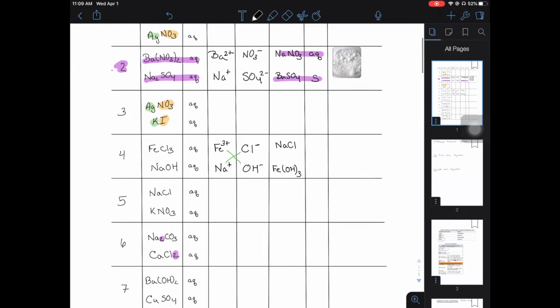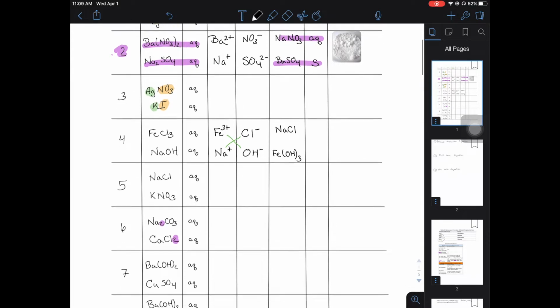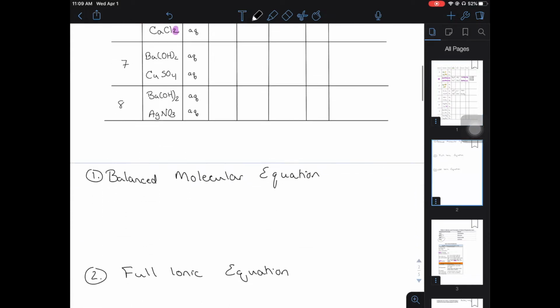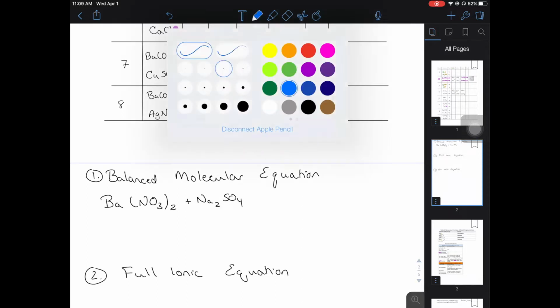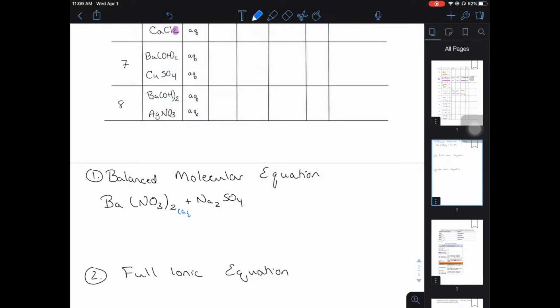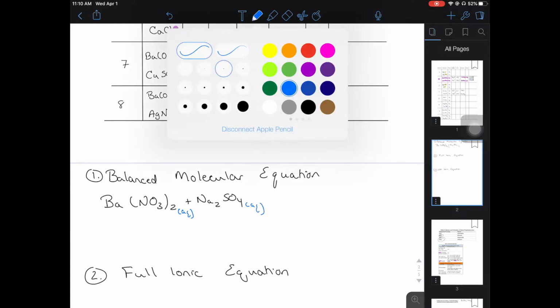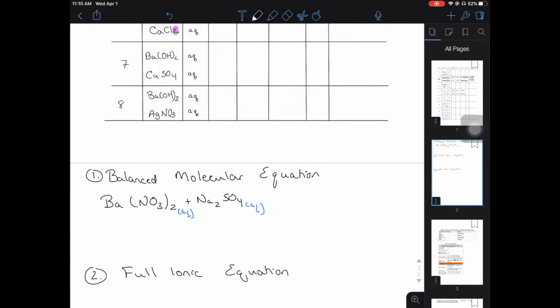So we're going to have barium nitrate and sodium sulfate. I have to remember that. So barium nitrate plus sodium sulfate. And we have to put their phase. I'll change colors for the phase just so it's clear. They're both aqueous, which means they were both dissolved in water. They were salts dissolved in water. There were no solids present in the solution.